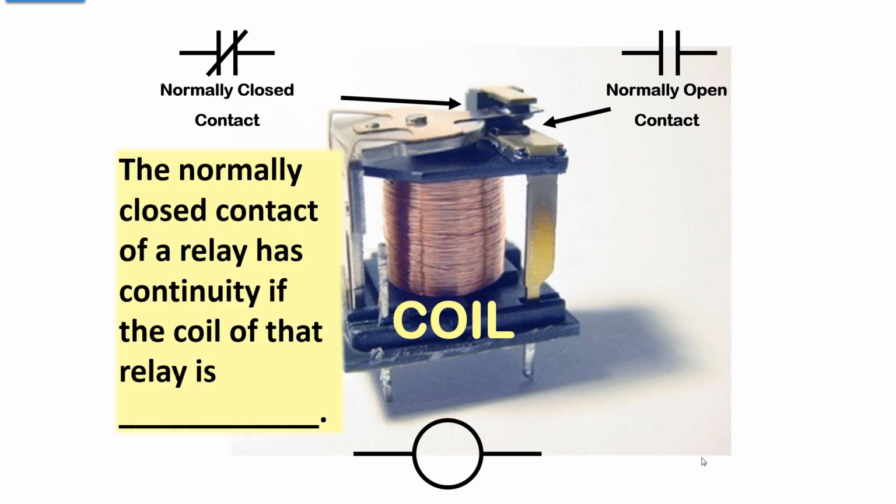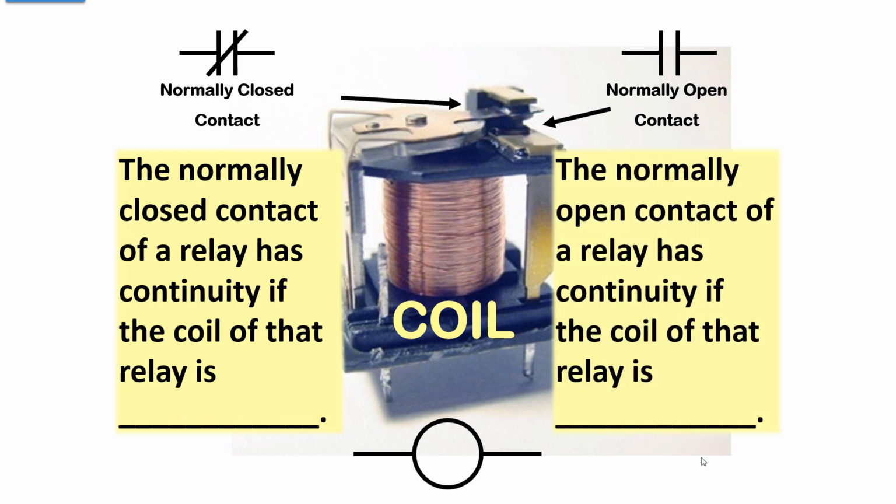The normally closed contact of a relay has continuity if the coil of that relay is de-energized. Normally closed contact is electrically true if the coil is de-energized. The normally open contact of the relay has continuity if the coil of that relay is energized. So that contact is electrically true if the coil is energized.